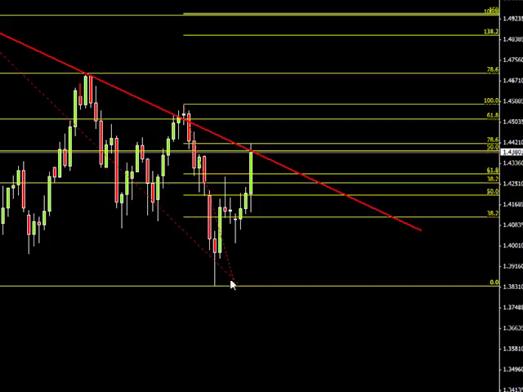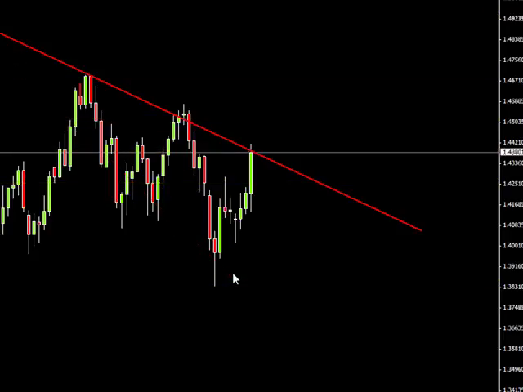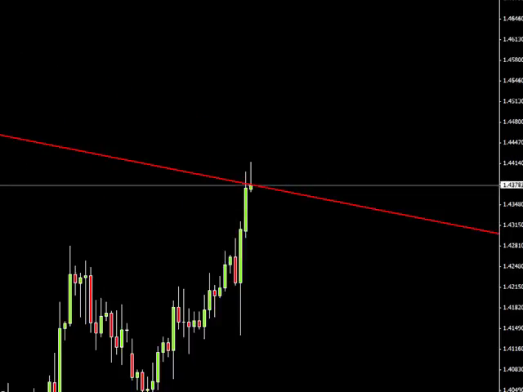Now that would be in an ideal world, but I do not see price confirming that yet. Let's go down to a shorter time frame. Let's go down to the 4 hour.